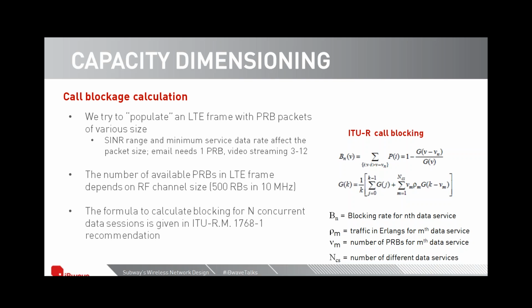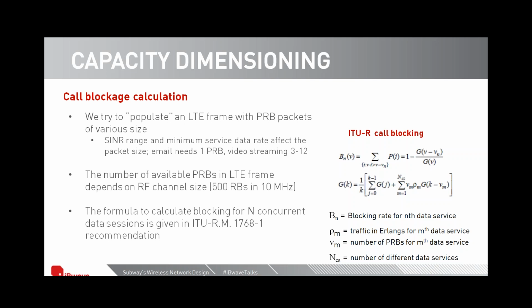And now all this knowledge that we have, which is the traffic for each data service, the number of required PRBs for each service, and the number of different data services, is used to calculate call blocking for n concurrent data sessions, per ITU recommendations. This is taken from ITU-R M.1768-1. You see those two equations. They're quite busy. I'm not going to try to decipher them for you. Look up the document and see the explanations there.